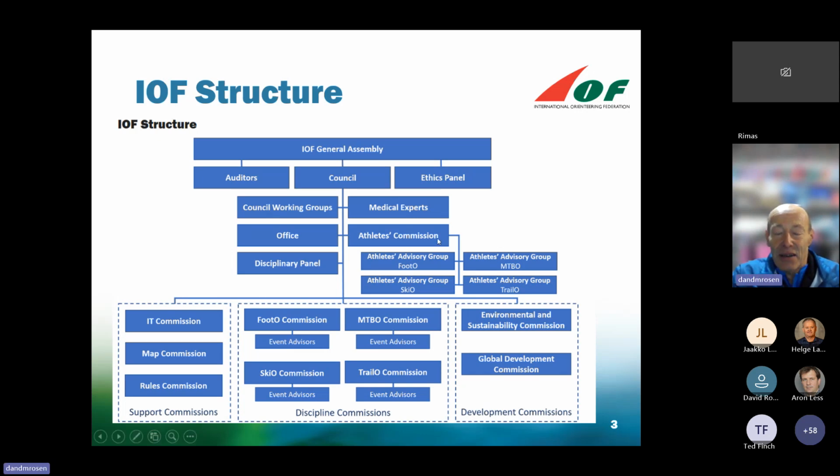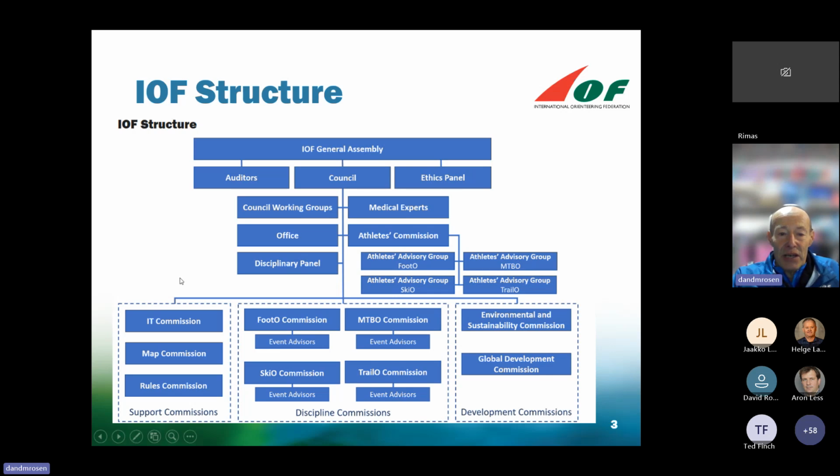You can see that we've now got good representation from the athletes, because we feel it's important that the athlete's voice plays a part in everything the IOF does. So there are advisory groups for every one of the 4 disciplines, and then they contribute a member to the Athletes Commission, and then 2 members of the Athletes Commission actually sit on IOF Council. So they're represented at the highest level.